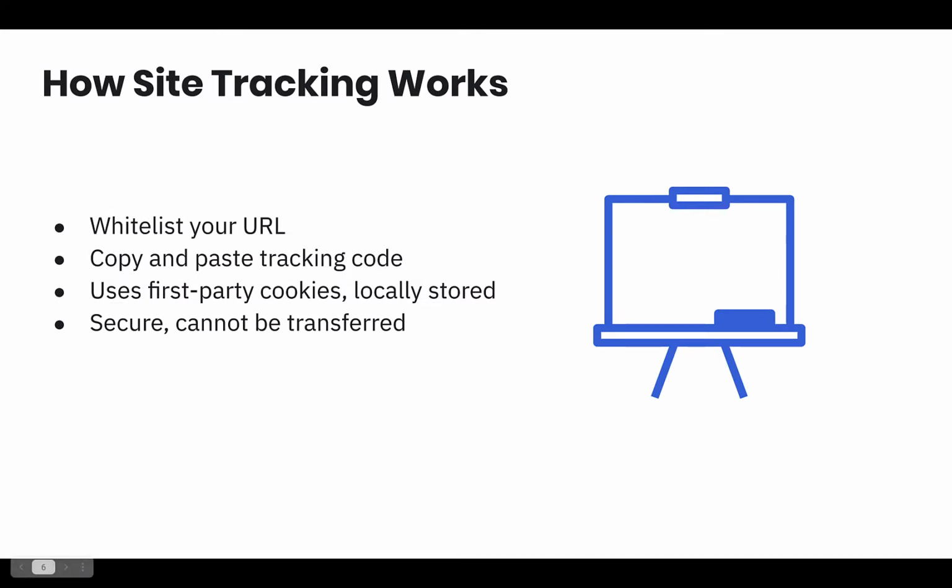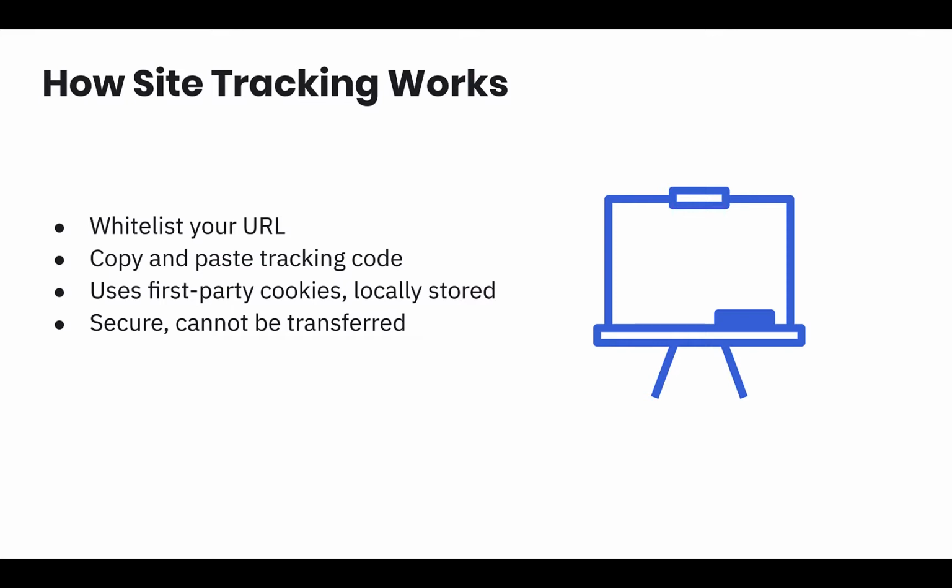Site tracking shows you which pages on your website were visited by known contacts. To use this feature, you will need to whitelist your URL on the Settings and Tracking page in your ActiveCampaign account. We will then provide you with a small snippet of tracking code. You need to add this code to the footer of every page on your site that you wish to track visits to. This tracking code allows page view data to be seen in your ActiveCampaign account.